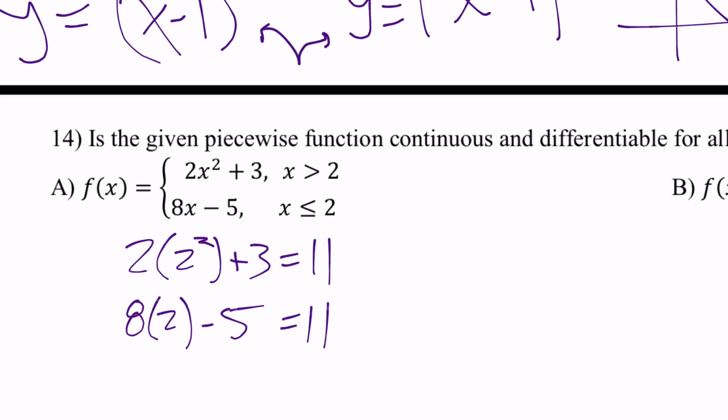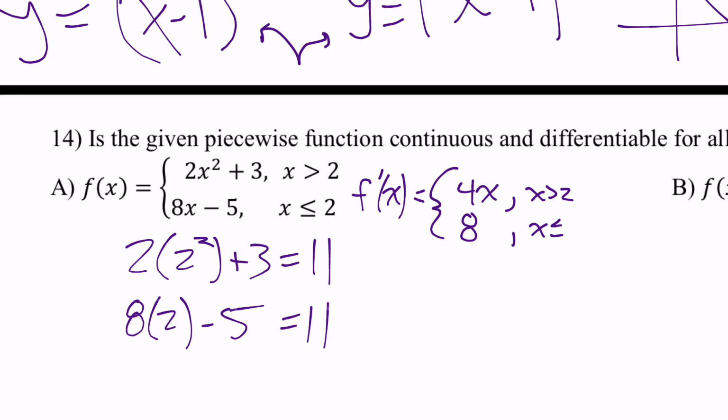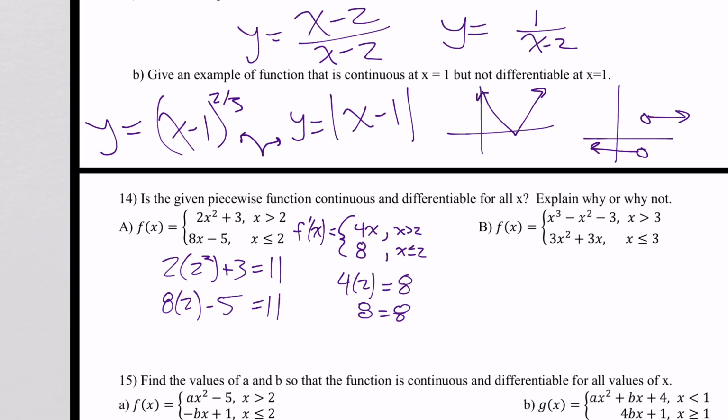Let's determine if it is differentiable, which means take the derivative and determine if the derivative is continuous. So the derivative of 2x squared plus 3 is 4x. The derivative of 8x minus 5 is 8. The x value of interest is 2. Therefore, plug in 2 to the function. 4 times 2 is 8. And so, yes, this is differentiable because the function is continuous, and so is the derivative.